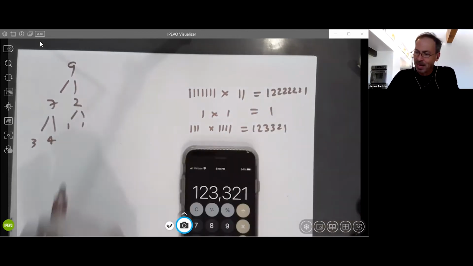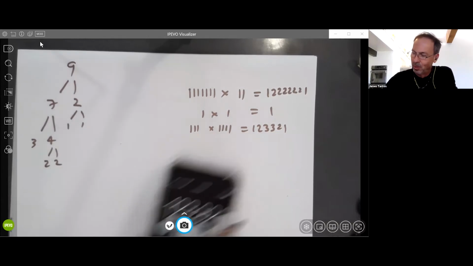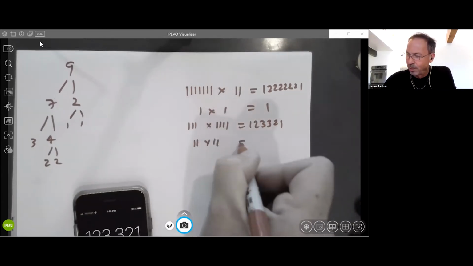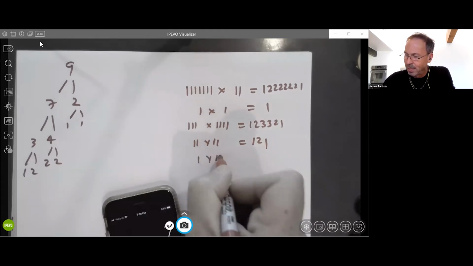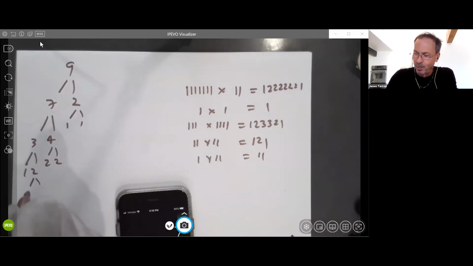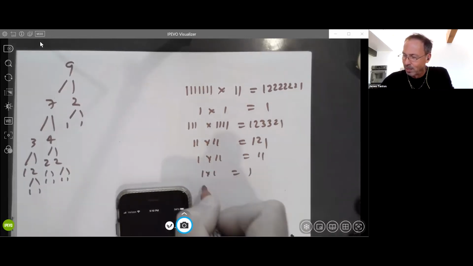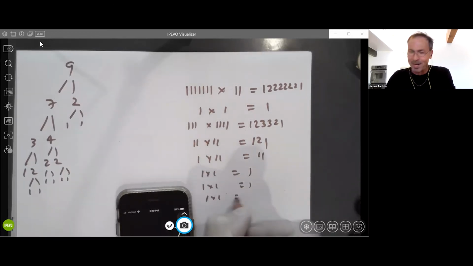But I keep splitting. I'll split that 4 into 2 and 2. 11 times 11 is 121. I'll split that 3 into 1 and 2. 1 times 11 is 11. That 2 into 1 and 1, that 2 into 1 and 1, that 2 into 1 and 1. 1 times 1 equals 1. 1 times 1 equals 1. 1 times 1 equals 1.